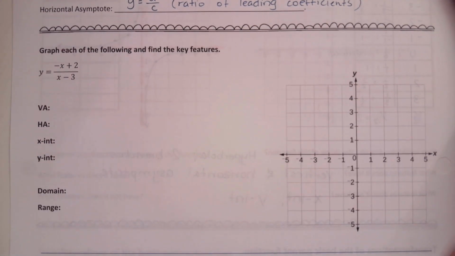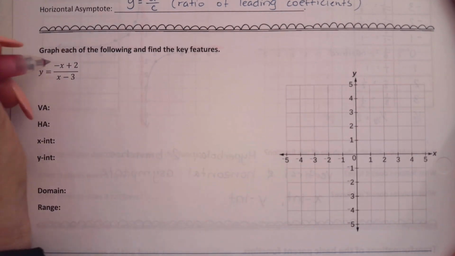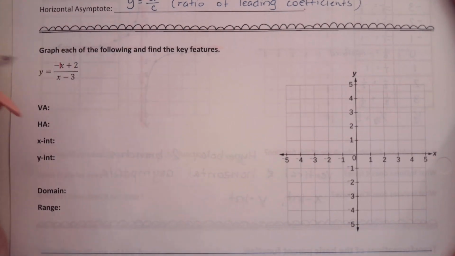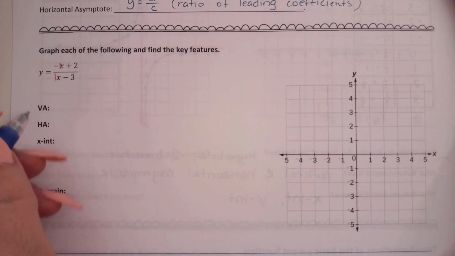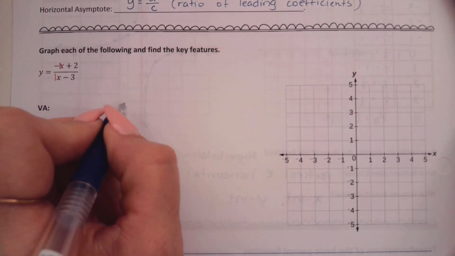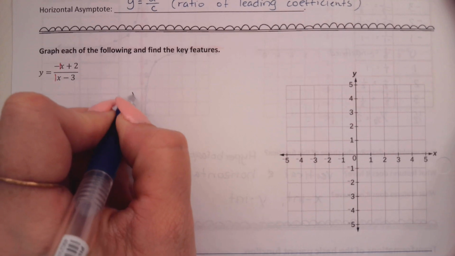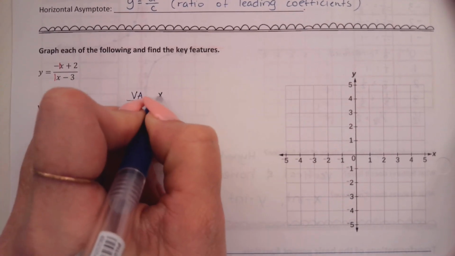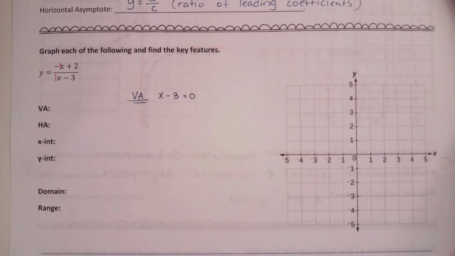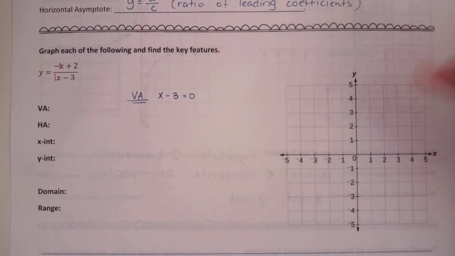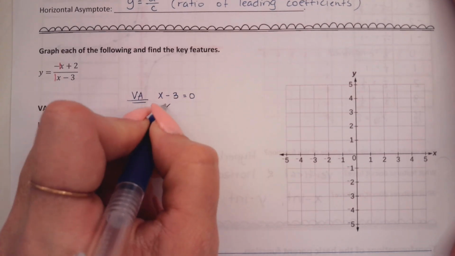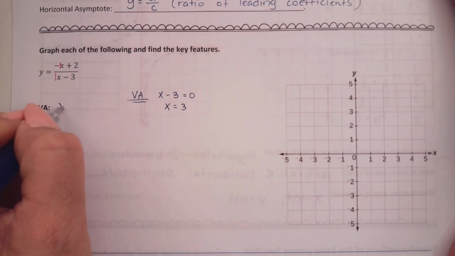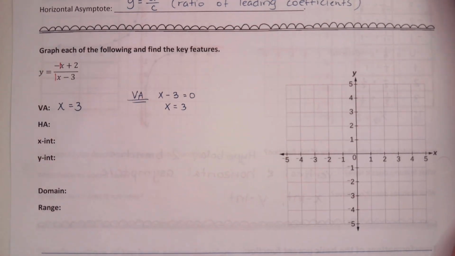What is the leading coefficient on the top x? -1. What's the leading coefficient on the bottom? 1. That's going to help me. Okay, to find my vertical asymptote, we're going to take the denominator, set it equal to 0, and then solve. So I'm going to solve this to get what? 3. Now you add 3 to both sides, x equals 3. So that's where my vertical asymptote is.